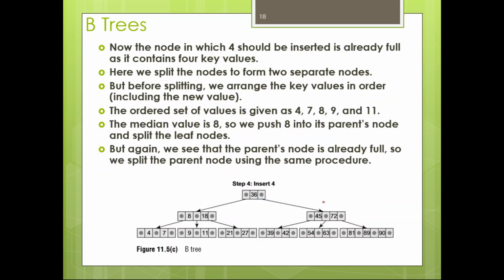So this is the updated tree. You can see here 36's left points to 8 and 18. 36's right points to 45 and 72. 8's left 4 and 7. 8's right 9 and 11. 18's right 21 and 27. Okay. So this is how we insert the node 4, right?